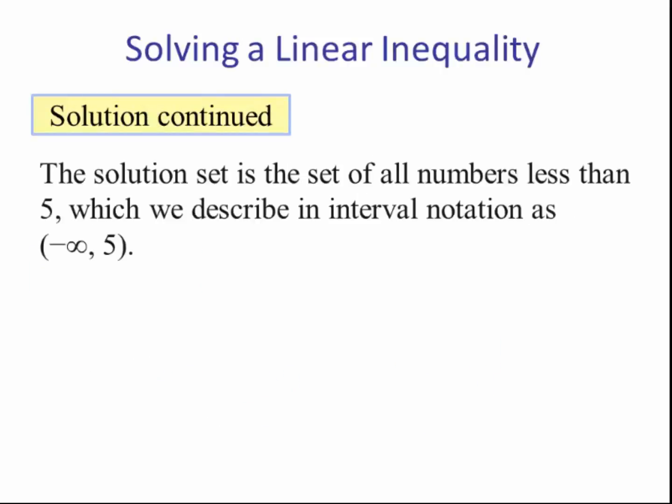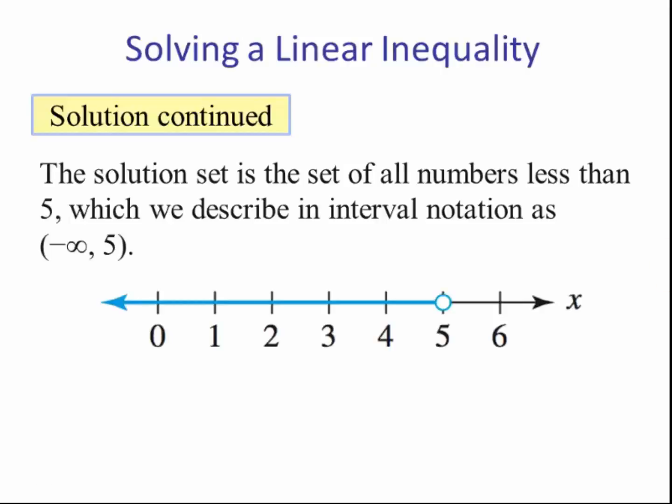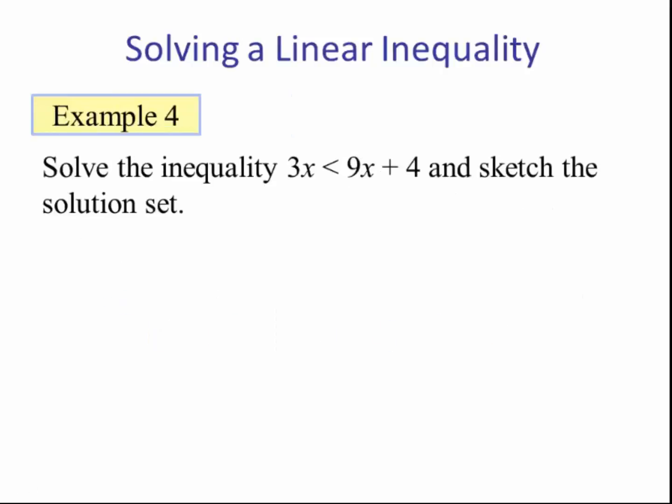The solution set is a set of all numbers that are less than 5, which we can write in interval notation as parenthesis negative infinity, comma, positive 5. This is the graph, and again, because 5 is not in the solution set, we have an open circle here at 5. Example 4. Solve the inequality 3x is less than 9x plus 4 and sketch the solution set.